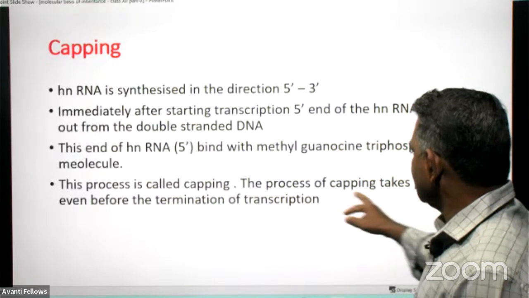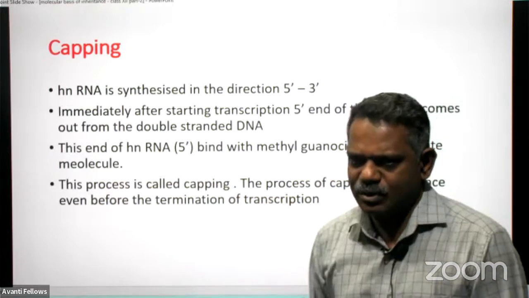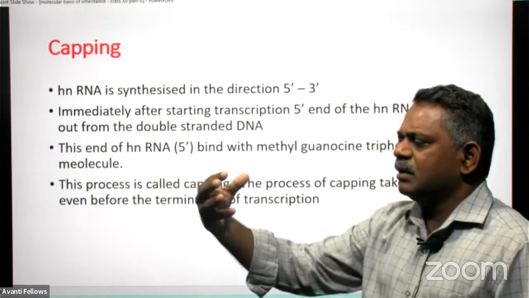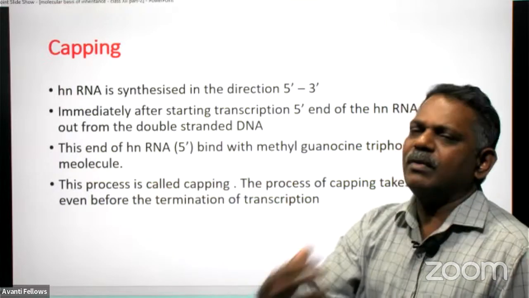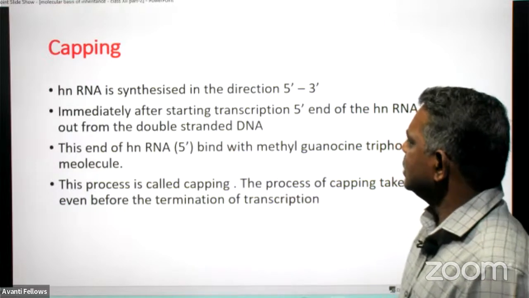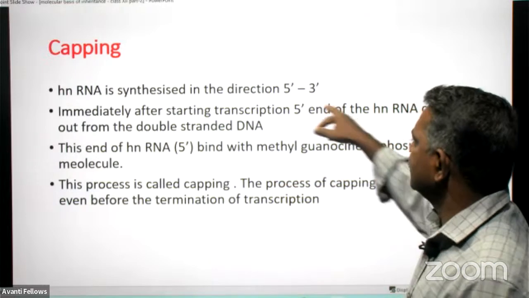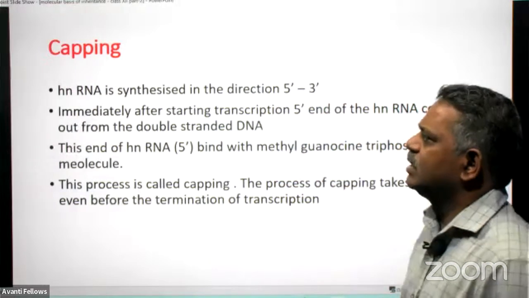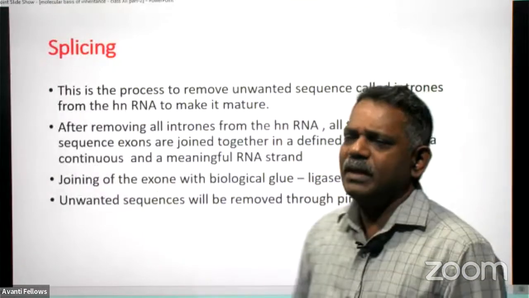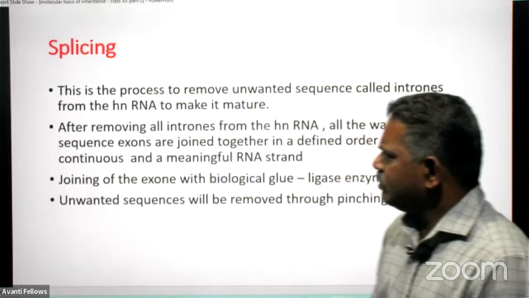The process of capping takes place even before the termination of transcription. Immediately after the 5' end of the RNA comes out from the DNA, it goes for the capping process and the methyl guanosine triphosphate is added at the 5' end of this newly constructed RNA, and it is called capping. Then we come to splicing.